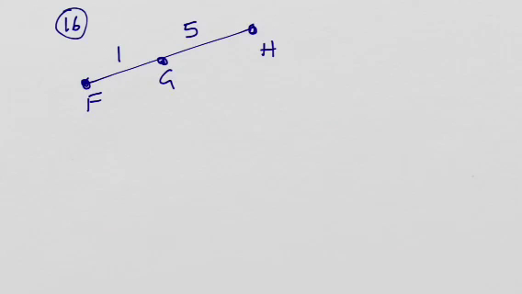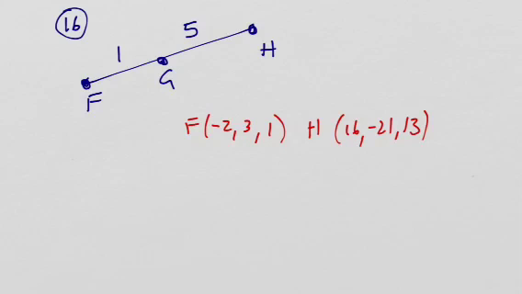Question 16. Well, we know the coordinates of F are (-2, 3, 1). We know the coordinates of H are (16, -21, 13). We know the ratio is 1 to 5. So if we do a little formula, that will tell us what the coordinates of G are.